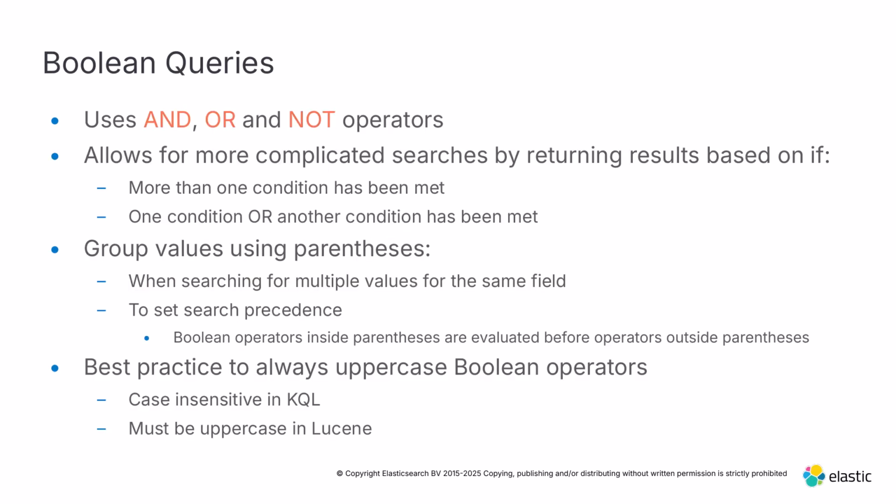Boolean queries or operators are used to combine multiple search criteria and control the logic of your queries. We have and, or, and not. And is going to narrow the search by requiring all the conditions to be true, or is going to require that at least one condition be true, and not excludes documents that match a particular condition. You can use parentheses to group values. For example, if you're searching for multiple values for the same field, this is going to condense your query, and then make it easier to read.